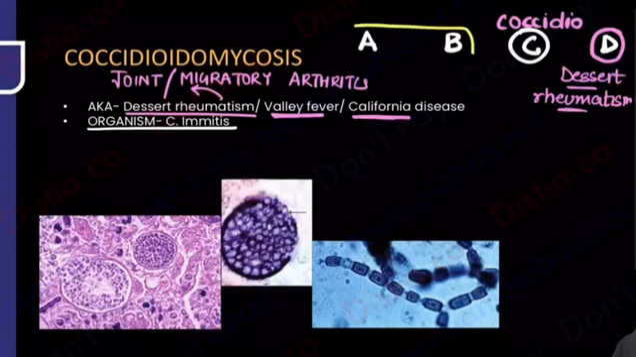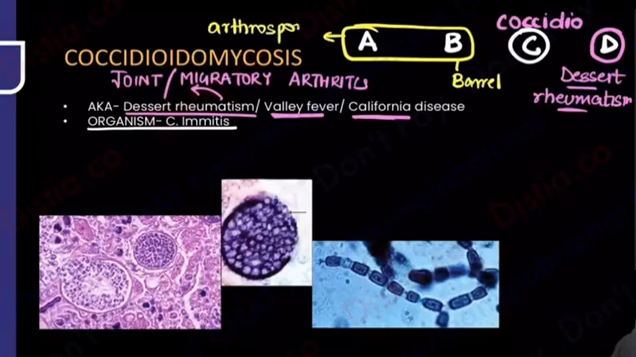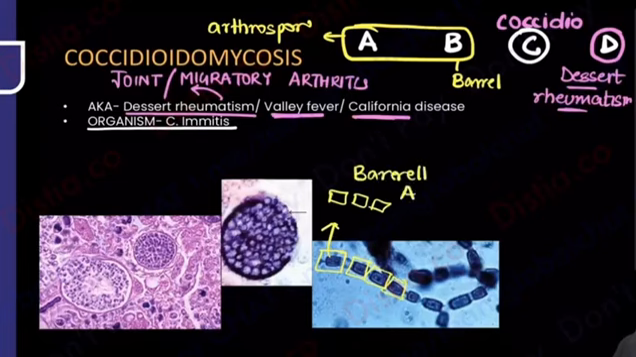Please remember, A and B stand for barrel-shaped arthrospores. B for barrel, A for arthrospores. First and foremost, this is the same picture I had shown you in the beginning of the chapter, and these are the barrel-shaped arthrospores. Please remember these boxes that are formed over here. This is the very famous barrel-shaped arthrospore. And why is it blue in color? Because I can see the very famous lactophenol cotton blue.